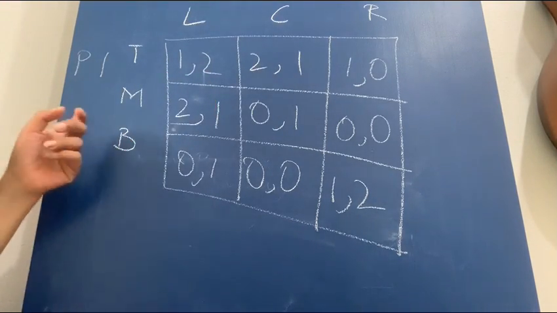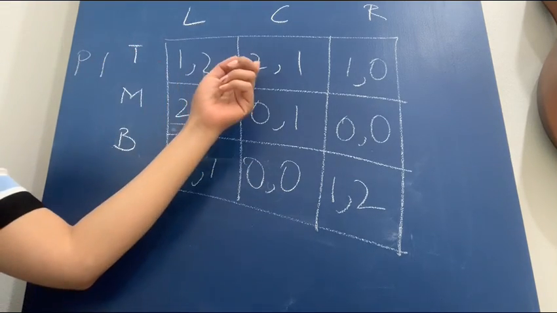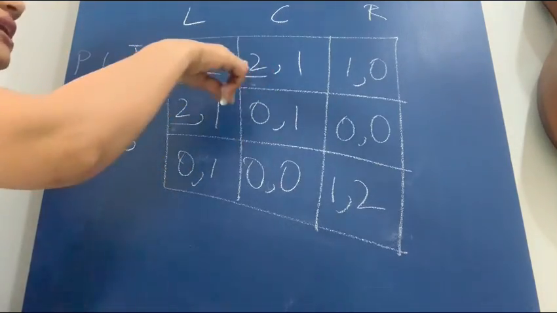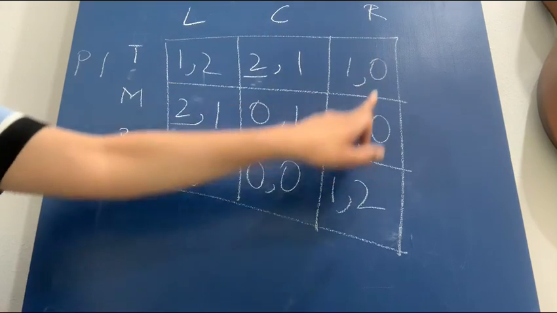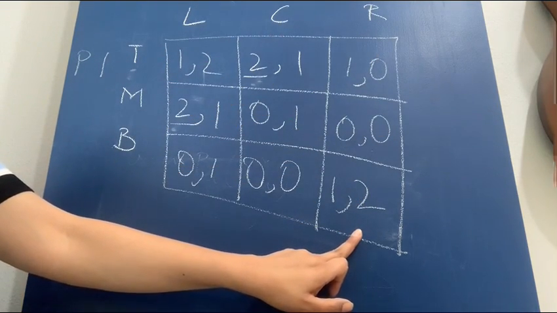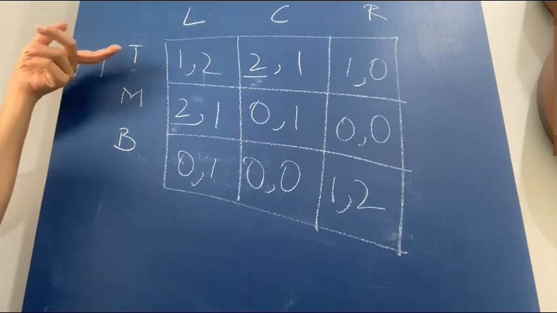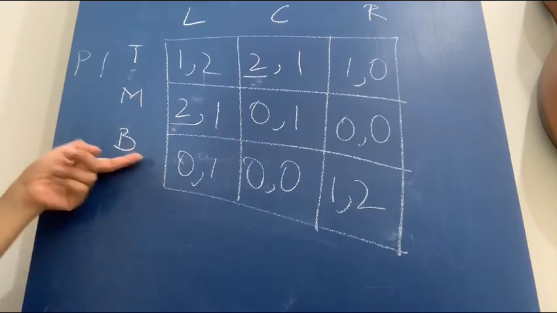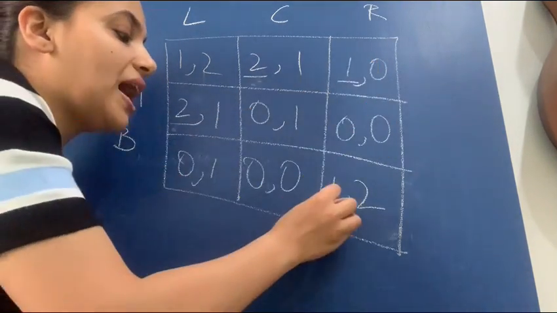Okay, if player 2 has played C, the best response of player 1 is to play 2. So I'm again underlining this, is to play T. So that will give him a payoff of 2. If player 2 is playing R, so we are in the last column here, so best response of player 1. Now look carefully here. T is giving a payoff of 1 to player 1. B is also giving a payoff of 1 here. So I'll be underlining this also and this also.